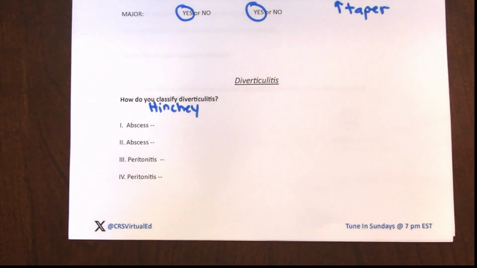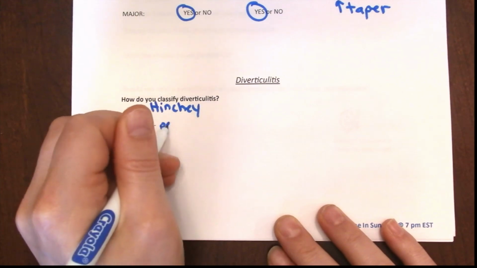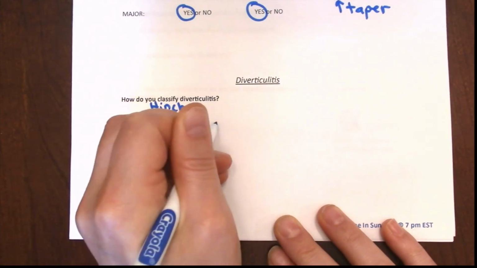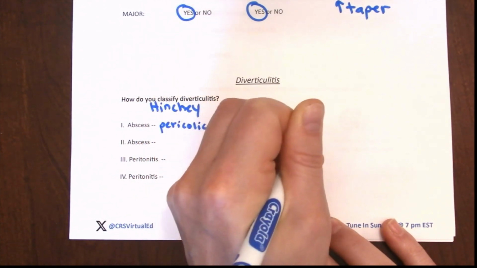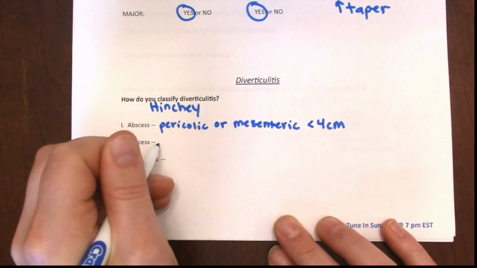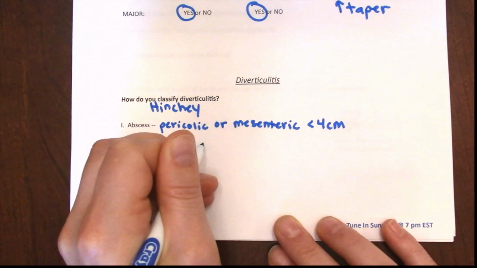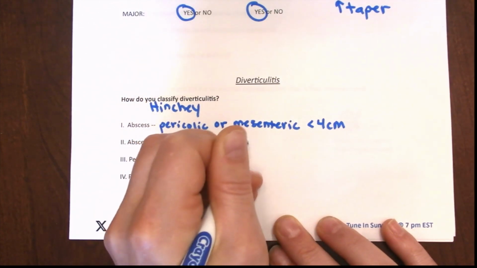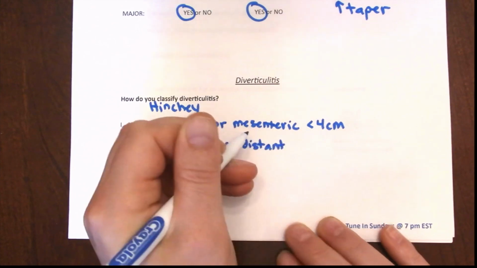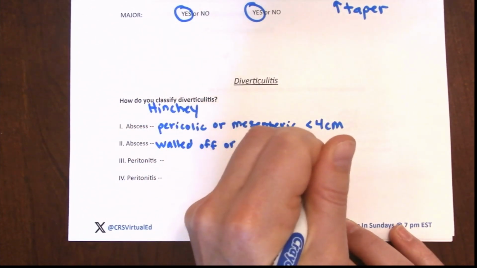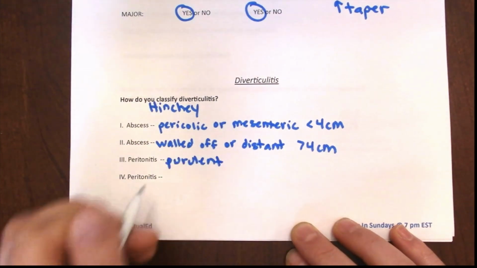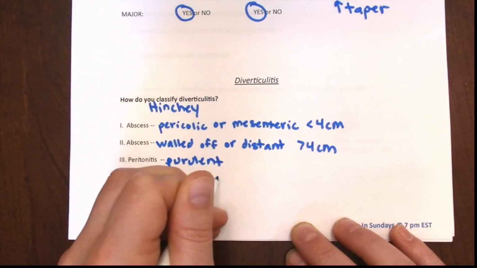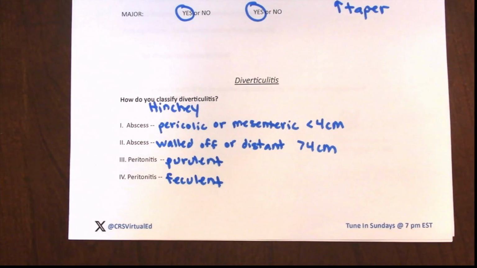Hinchey class 1 is a pericolic or mesenteric abscess less than 4 centimeters. Hinchey classification 2 is a walled off distant abscess or greater than 4 centimeter abscess. Hinchey classification 3 is purulent peritonitis. And then Hinchey 4 is feculent peritonitis.